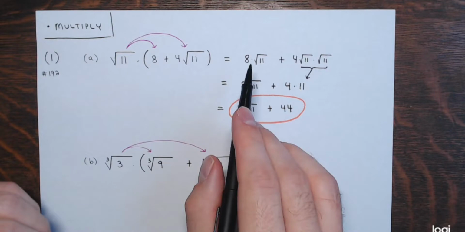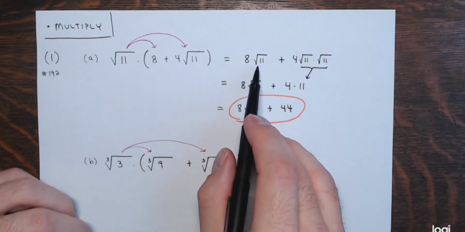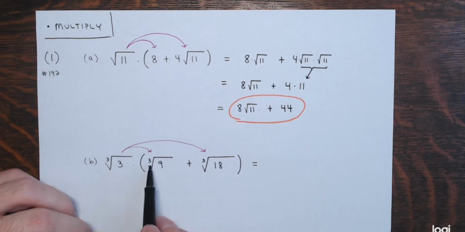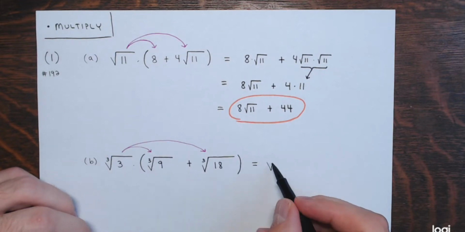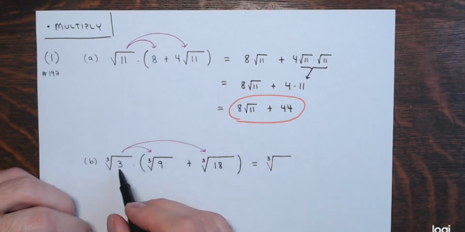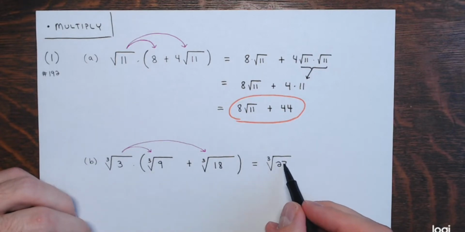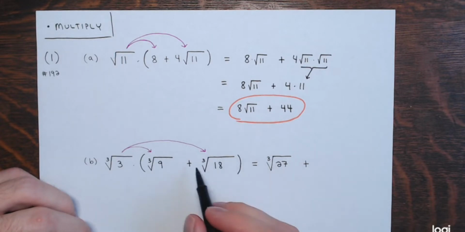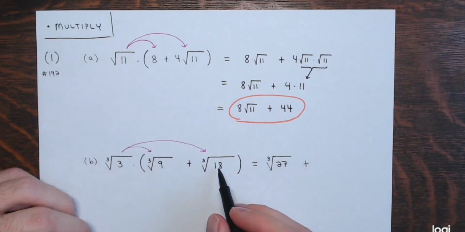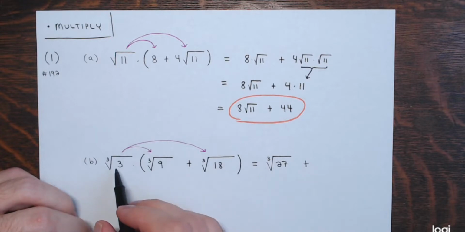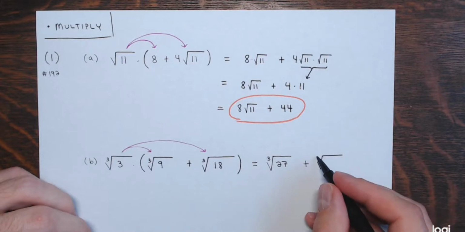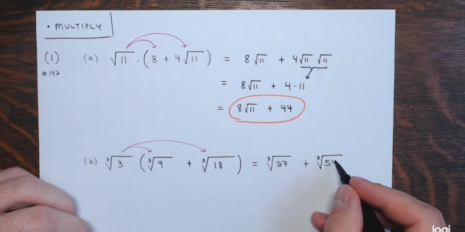It wasn't like the 8 and the square root of 11. One was a radical, one was not. Here, these are both the same radical. They're both cube roots. So that's the cube root of 3 times 9, which is 27. You can do that because they're both cube roots. Plus, and again, both cube roots, so I can multiply them together with the product property. Cube root of 3 times the cube root of 18 is the cube root of 54, 3 times 18.